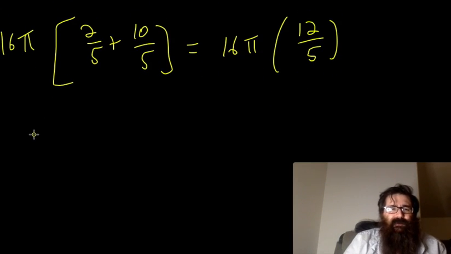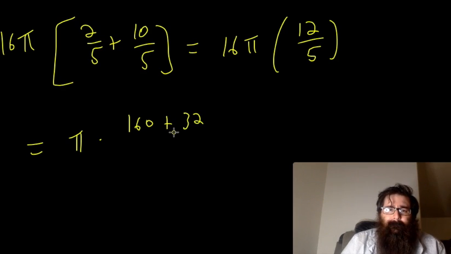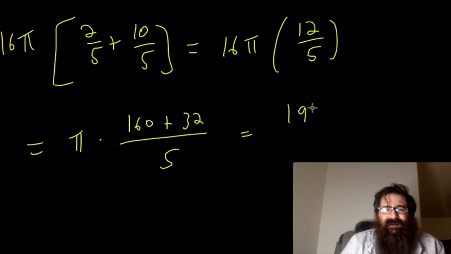And I can go ahead and multiply this out. So we'd say, okay, 16. I would keep the pi here, and I would do funny arithmetic like I always do. 16 times 10 is going to give me 160, plus 16 times 2 is going to give me 32, and then all over 5. And if I want to add this up, that's going to give me 192 pi over 5.